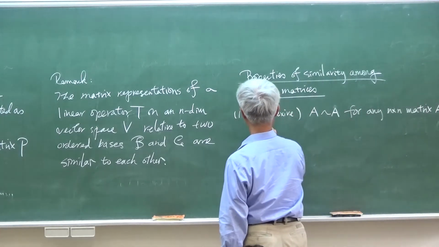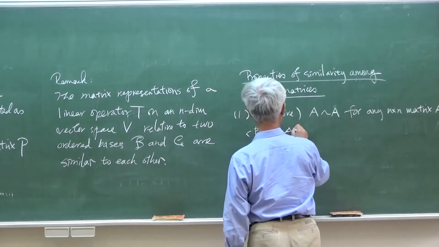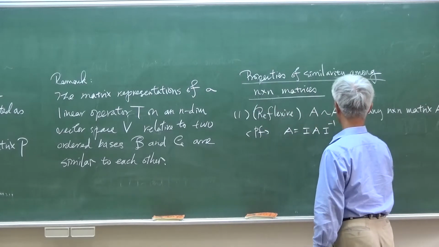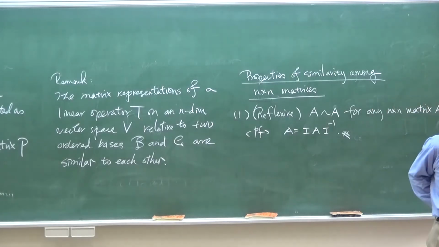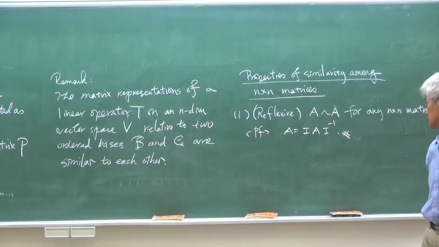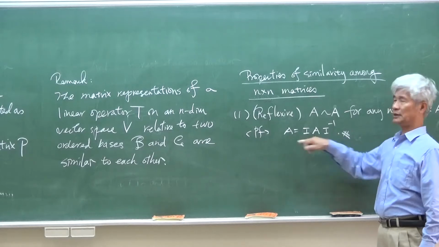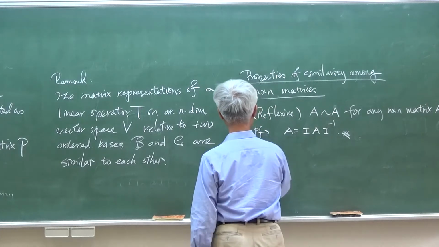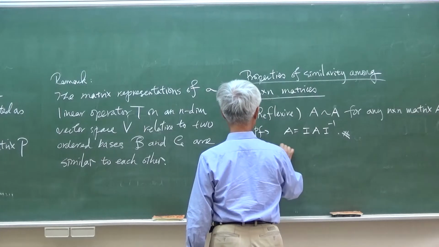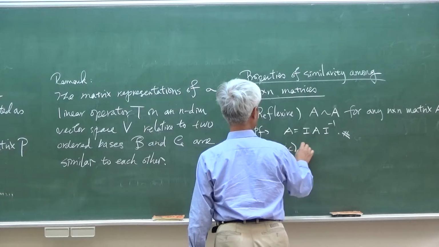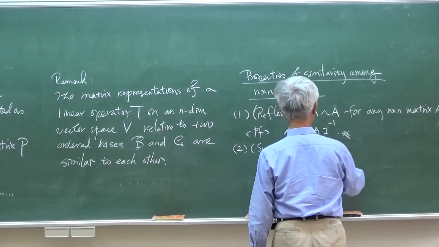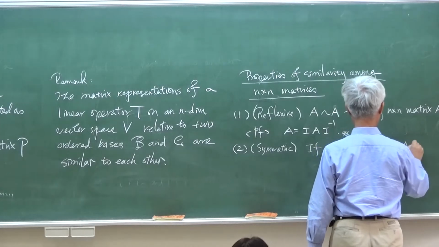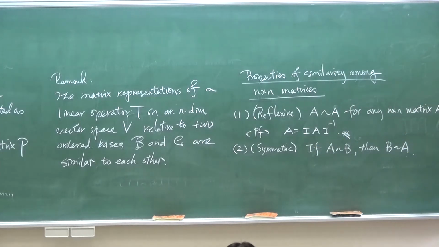Proof. A is equal to I A I inverse. Basically I can find the identity matrix I, right? I A I inverse is A. So A is similar to itself. Second, symmetric. If A is similar to B, then B is similar to A. Okay? Good.